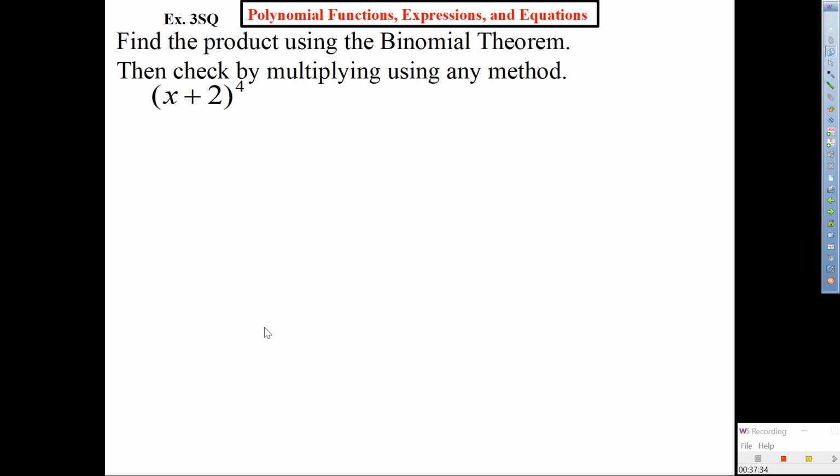2x minus 1 to the fourth power. All right? I want you just to set it up. You don't have to simplify it. I just want to make sure that you write the entire setup correctly. Copy and go.